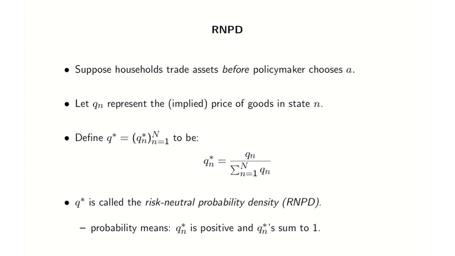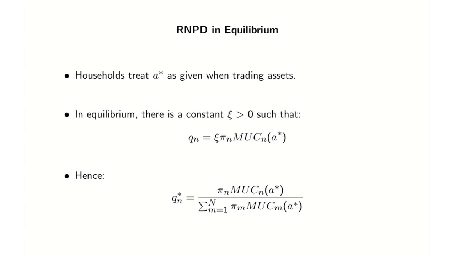Now, Q star is called a risk-neutral probability density. To say it's a probability, all it means is all the Qs are non-negative, and they sum to 1. That's what I mean by the word probability here. Now, when the households are getting together and trading assets before the policymaker chooses A, they're going to treat A star as given, the choice that the policymaker makes, in equilibrium then.